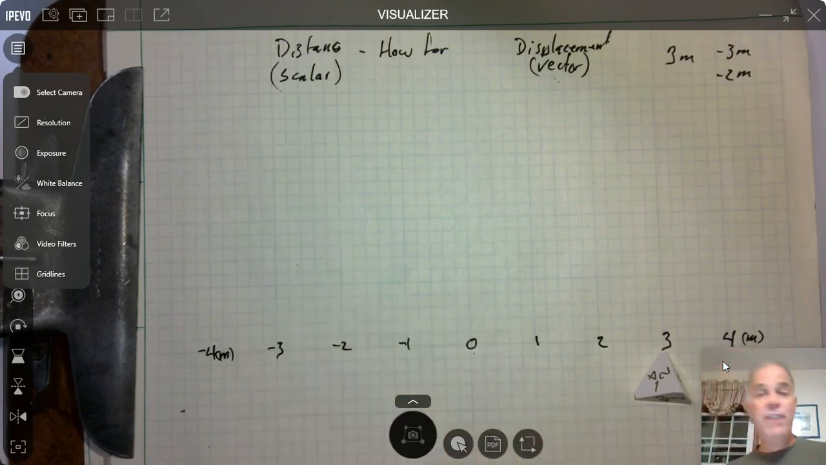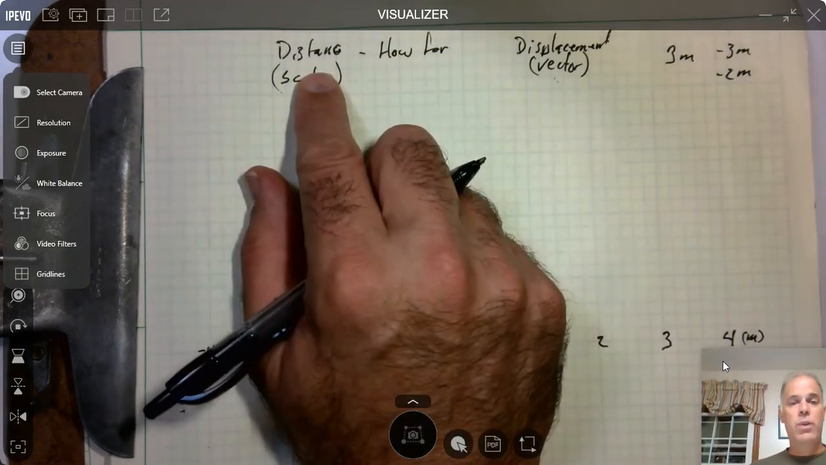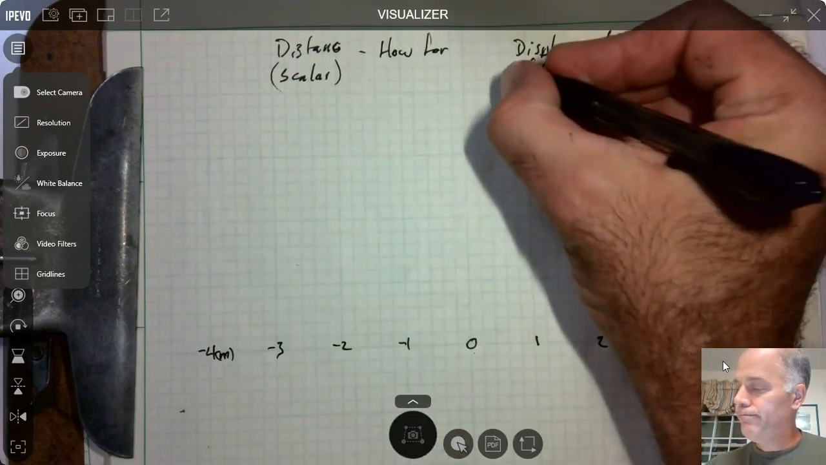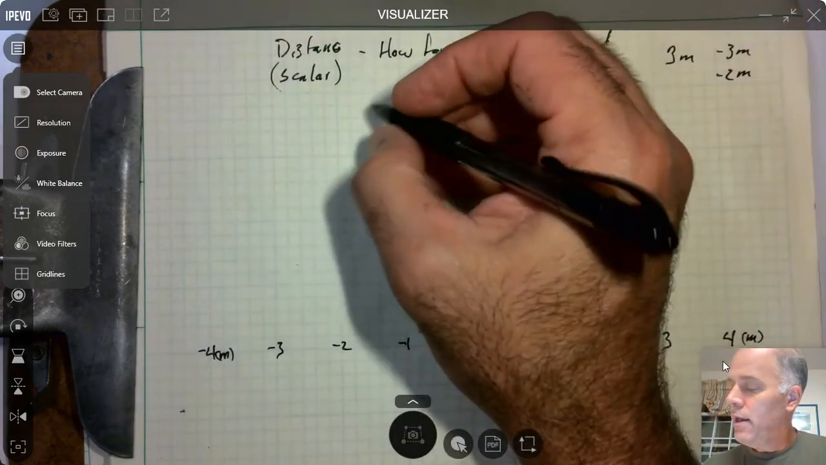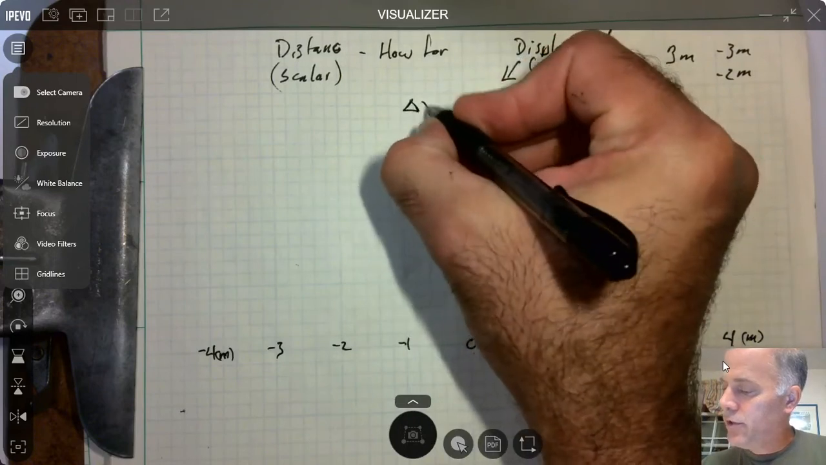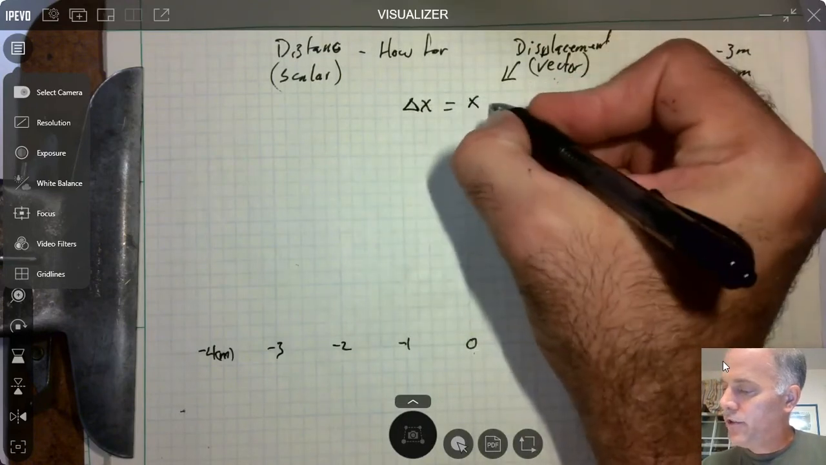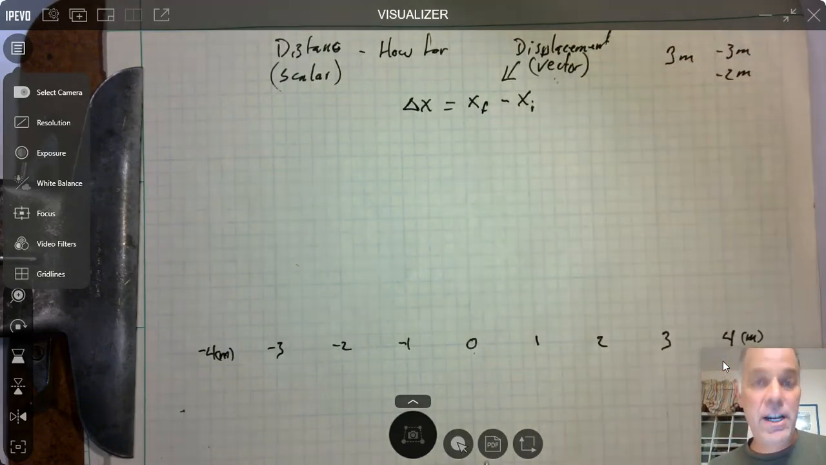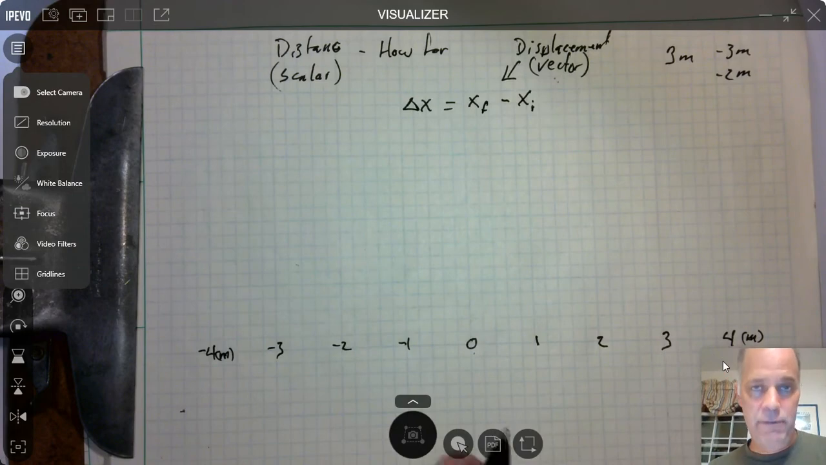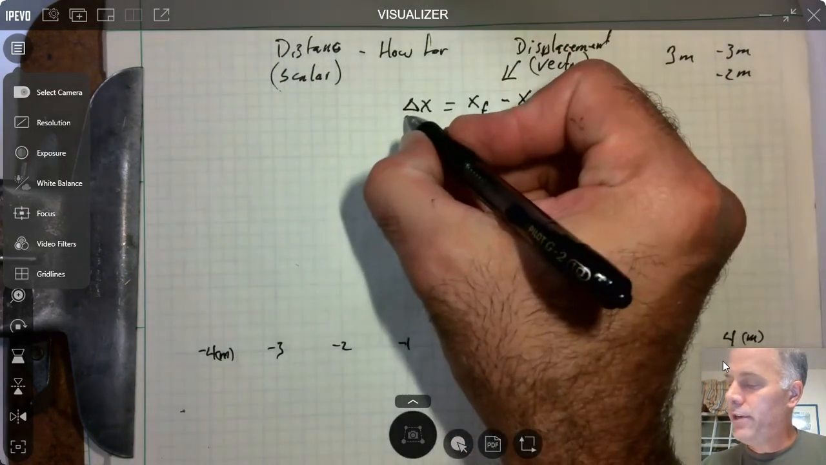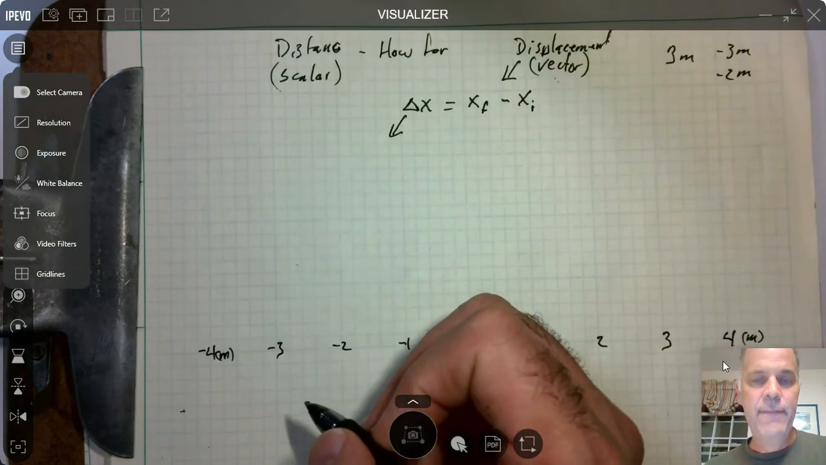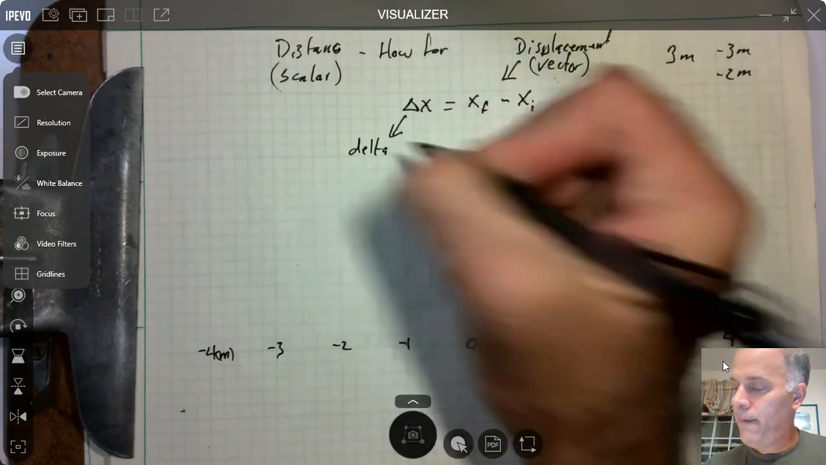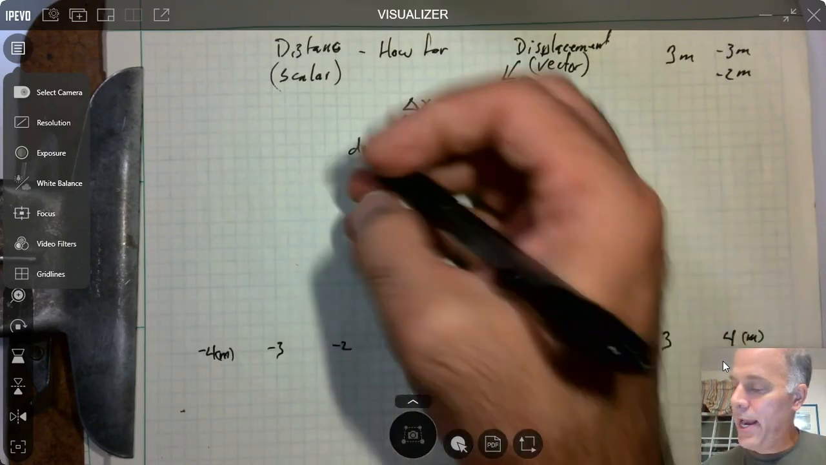Now, we have an equation for this. There's no equation really for distance because, like I say, you can do it just by counting. But for displacement, the equation is this: delta x is equal to xf minus xi. And this is much less complicated than it may look at first. First off, what is this triangle thing? It's a Greek letter delta, and it's shorthand for change in.